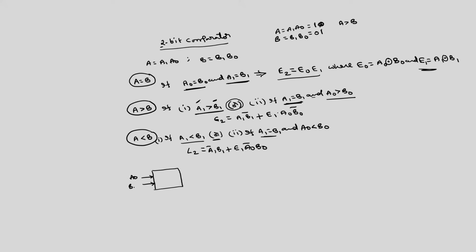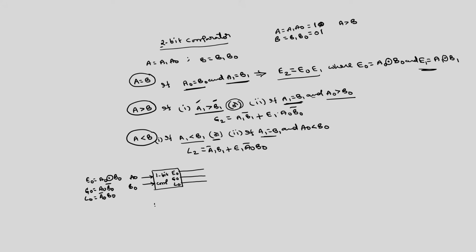A0 B0, and you have got three expressions E0, G0, L0. This is a 1-bit comparator. The expression for E0 we have obtained is A0 exclusive-OR B0, G0 is A0 B0 bar, and L0 is A0 bar B0.